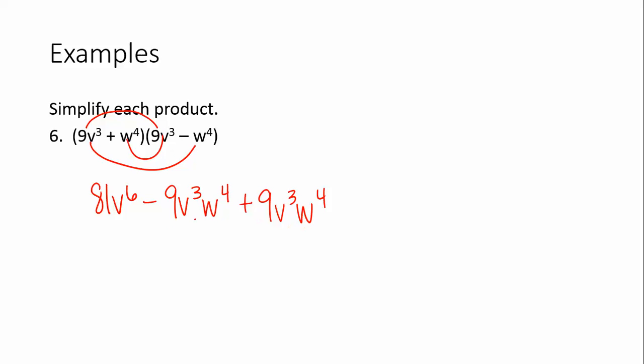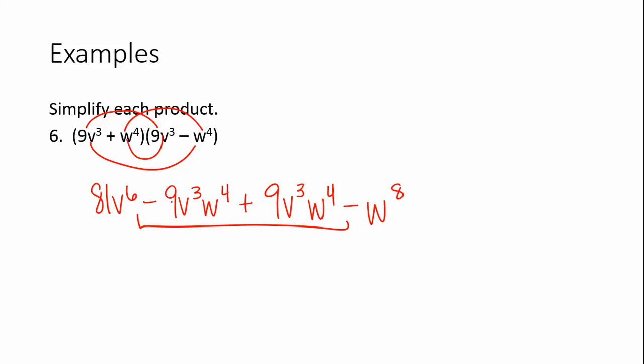It's also a lot easier to see now that we're going to have like terms here. If you had written w to the 4th 9v cubed, it's not as easy to tell that these two are like terms because this is written in a funny order. So try to keep that habit of writing the constant, then alphabetical order. Finally, our last term gives us a negative because it's a positive times a negative. w to the 4th times w to the 4th is w to the 8th. Make sure you're adding your exponents.